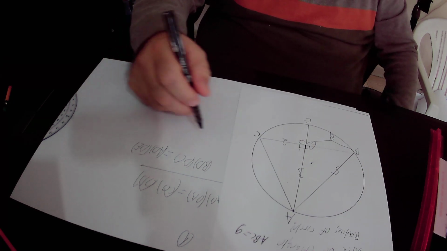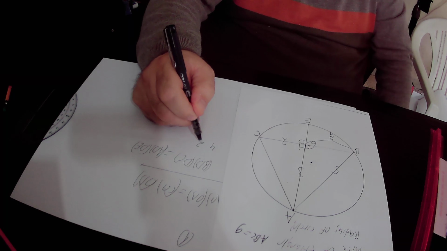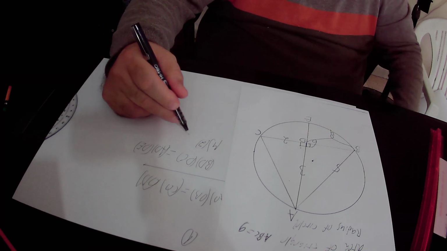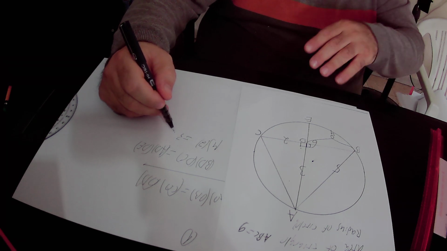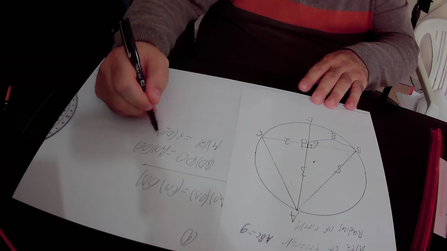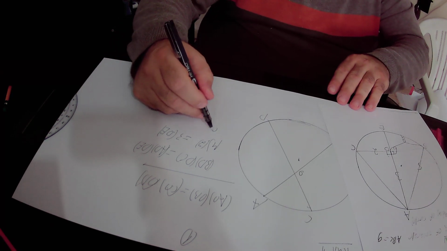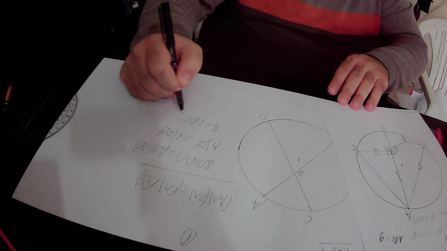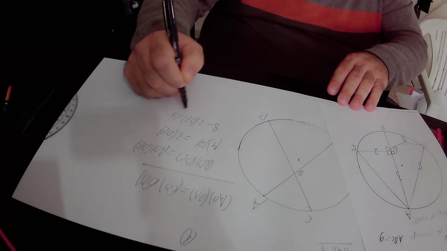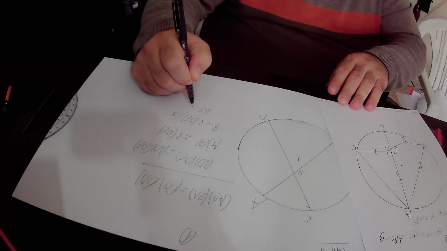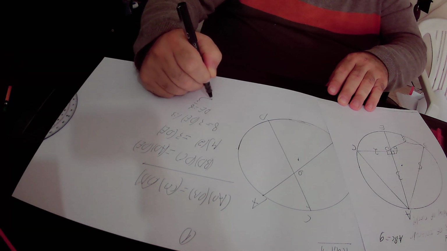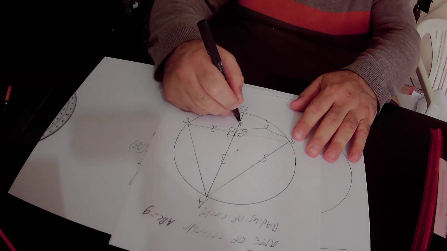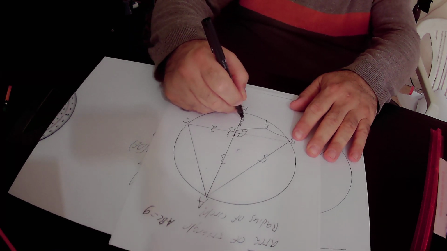BD equals 4 units, DC equals 2 units, AD equals 3 units, and DE is the missing segment. So here we found that 4 times 2, that is 8, equals 3 times DE. Here we divide this equation by 3 and we get that DE equals 8 over 3 units.